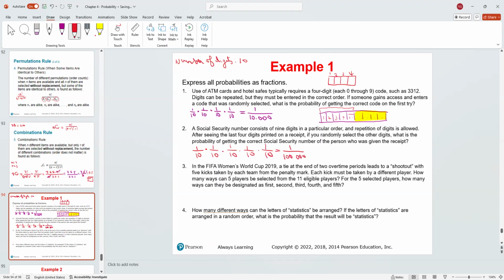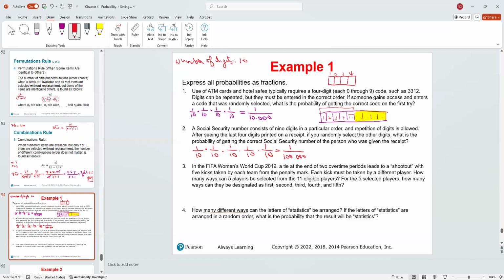Okay, so look, number three. In the FIFA Women's World Cup 2019, a tie at the end of two overtime periods leads to a shootout with five kicks taken by each team from the penalty mark. Each kick must be taken by a different player. How many ways can five players be selected from the 11 eligible players?